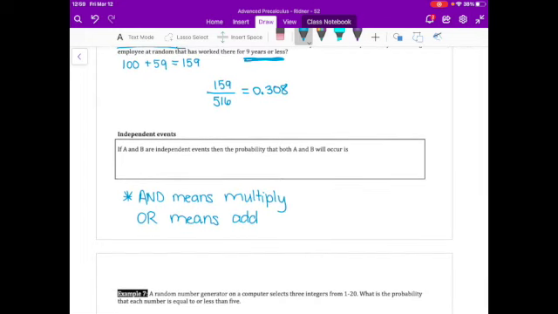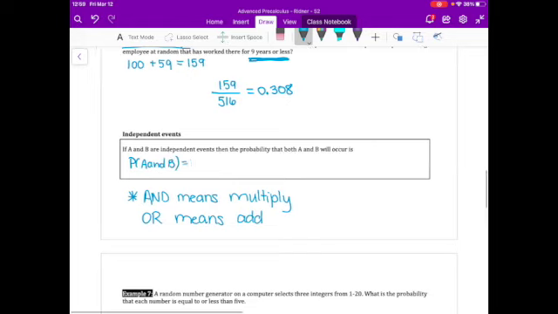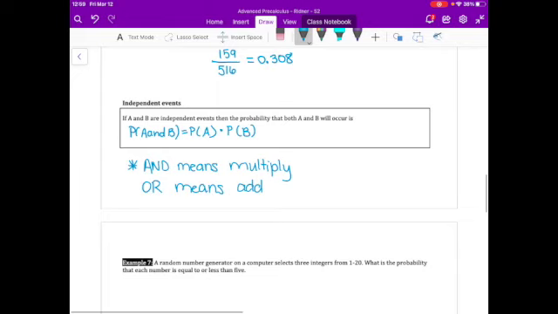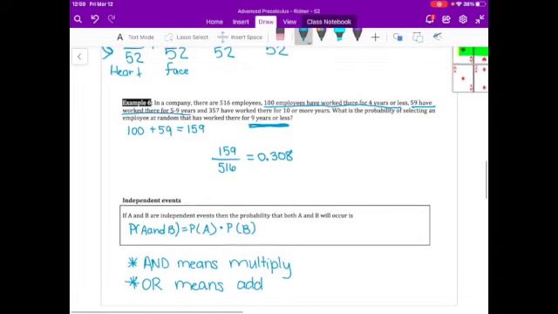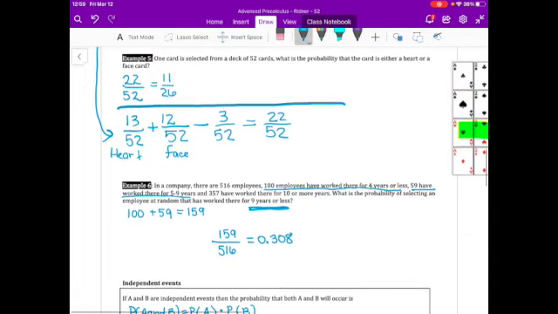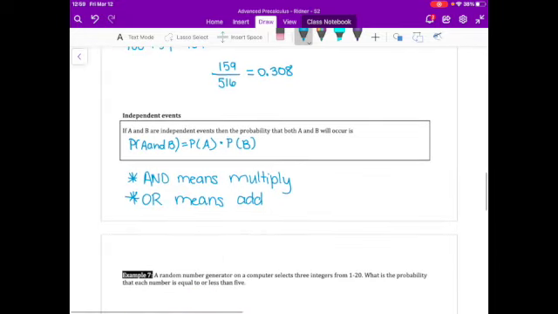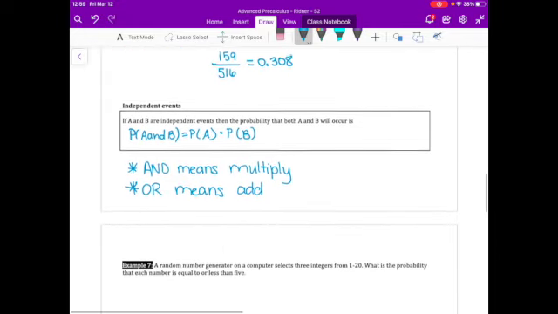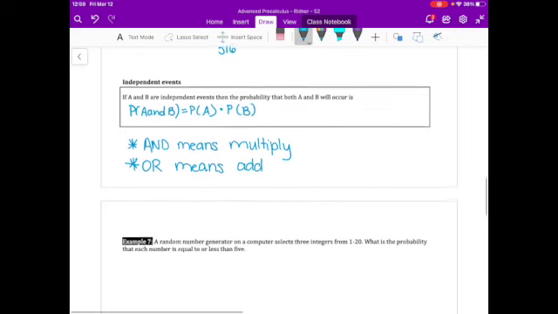Independent events. If I want to know probability of A and B happening, I multiply the probability of A times the probability of B. I made a little note there that and means multiply, or means add. So in some of the problems before, we said or, and that's why we were adding. Now we're going to be talking about some probability that says and.